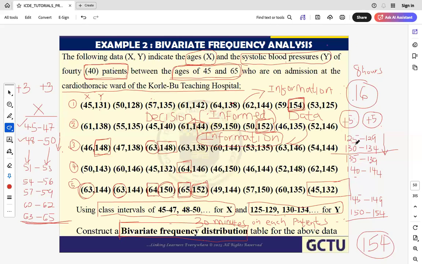So we keep going. 130 plus 5, 135. 134 plus 5, 139. 135 plus 5, 140. 139 plus 5, 144. 140 plus 5, 145. 144 plus 5, 149. 145 plus 5, 150. And then 149 plus 5, 154. The moment we get to 154, we stop because that's the highest, 154. And that reflects in our table.